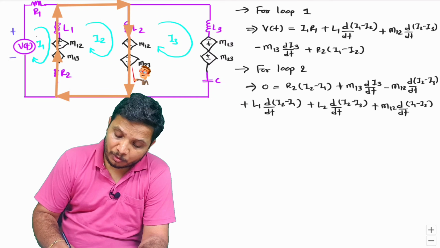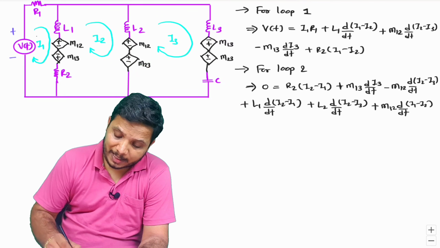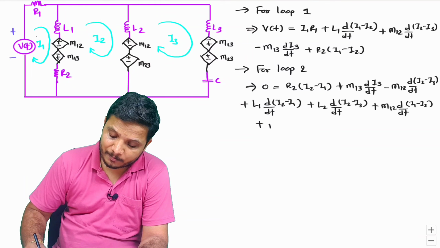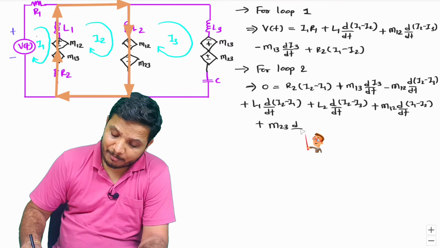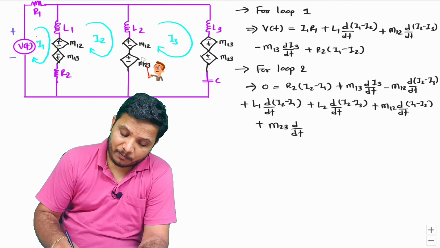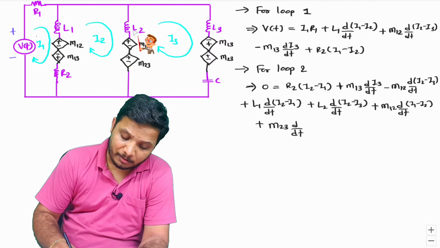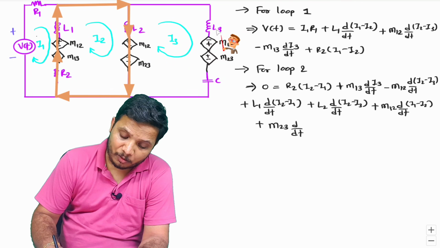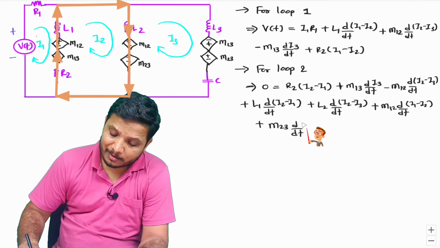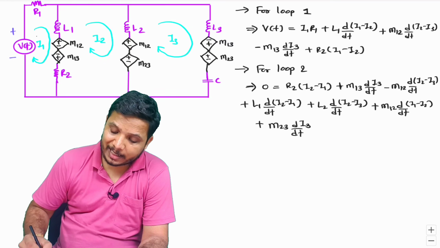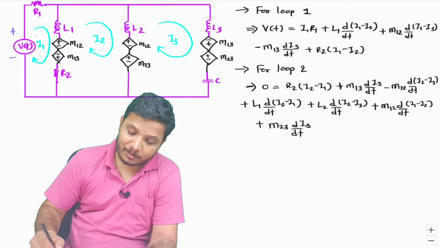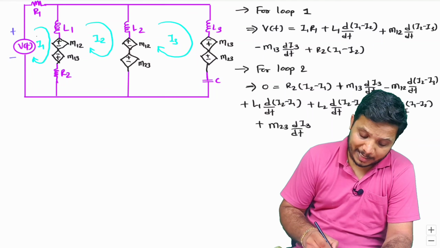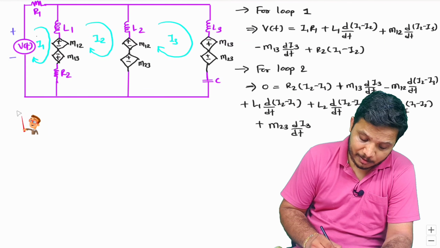Then M23 comes and with plus sign, so I need to write plus M23 d by dt of, M23 happens in between L2 and L3, so current through 3, that is I3, so d by dt of I3, that I need to write. So this is equation for loop 2. Now let me write equation for loop 3.